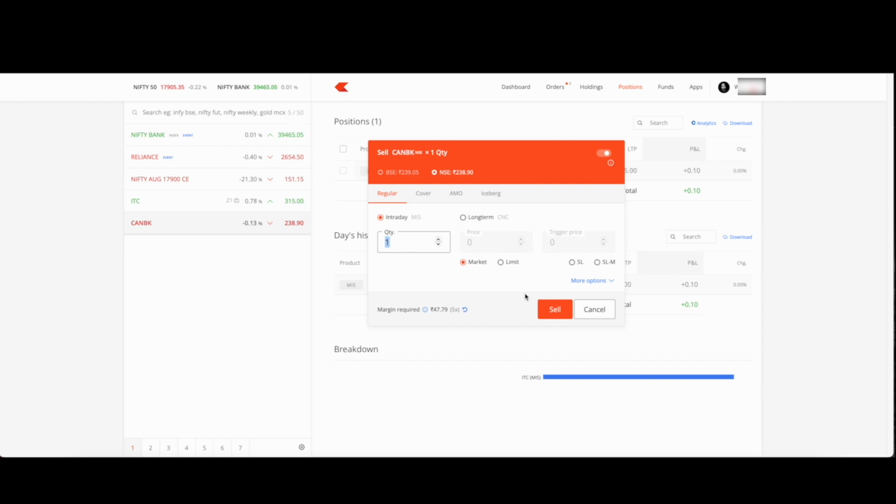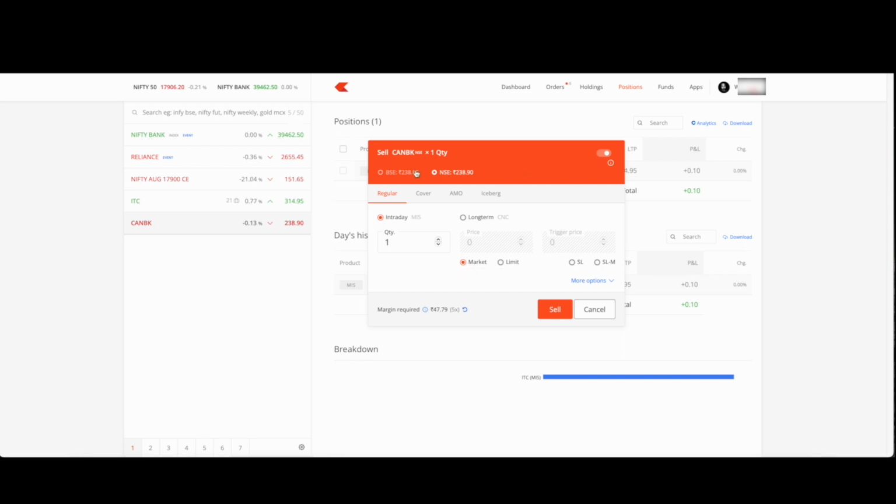What your broker is doing here is he will have a lot of stocks with him. He will give you those stocks to trade in intraday, but by the end of the day, you have to close your position. So even if you don't have the stock with you, you can still sell the stock in intraday, but by the end of the market hours, you have to close that position.